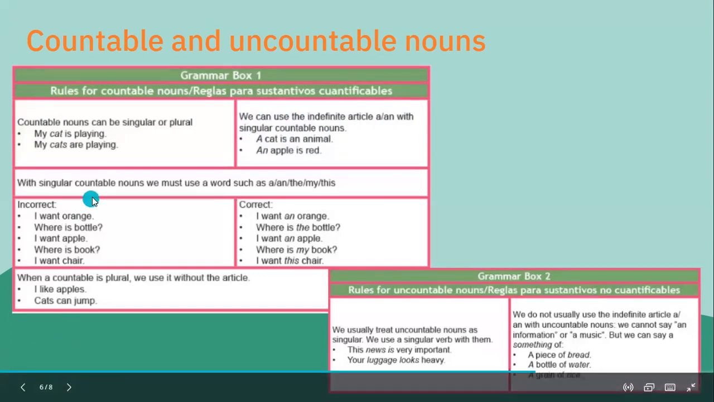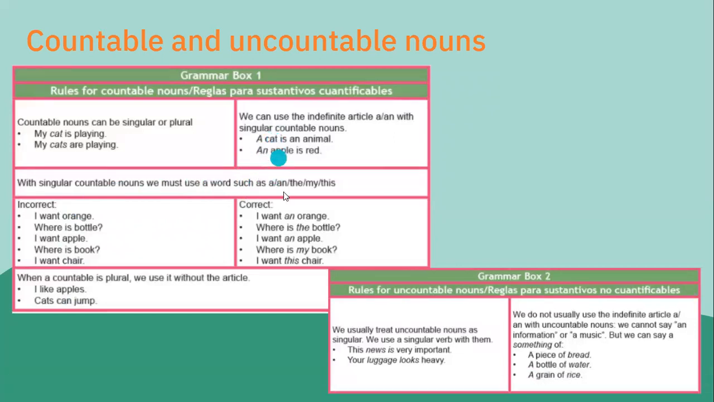With the singular countable nouns, we must use a word such as a, an, the, my, and this, okay? So the correct form would be, I want an orange. Where is the bottle? I want an apple. Where is my book? And I want this chair, okay? And when a countable is plural, we use it without the article that we mentioned before. I like apples, cats can jump, etc.